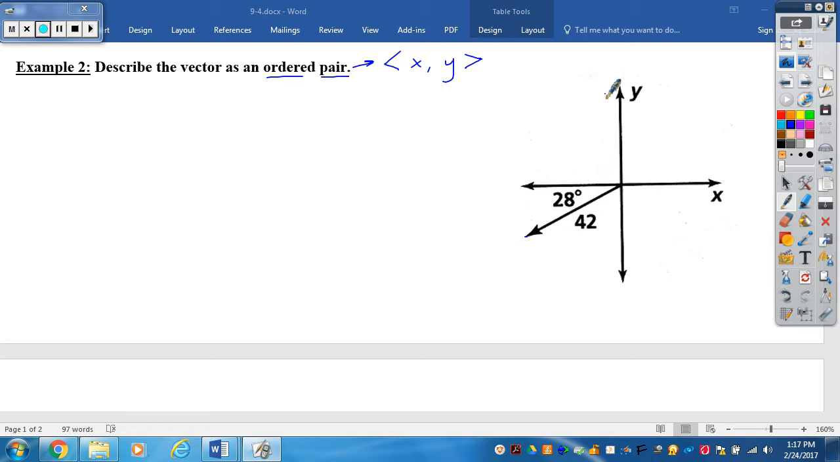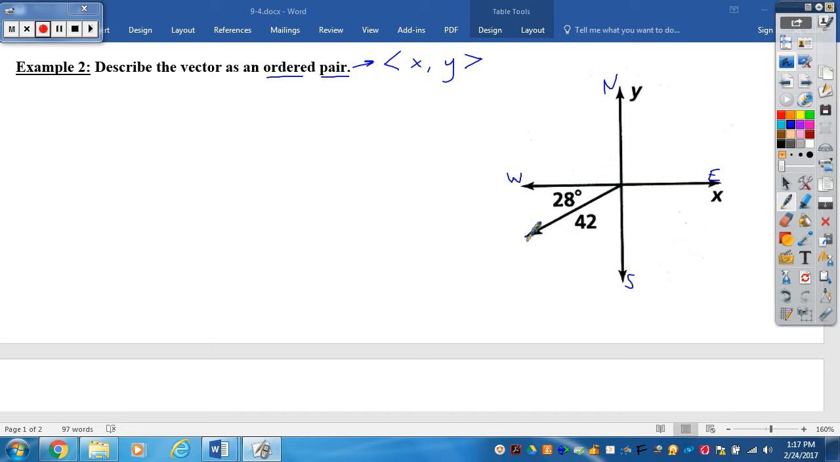Now if I go ahead and set up the north, south, east, and west, the vector has a direction of 28 degrees south of west, and it has a magnitude of 42. Now we don't know what that magnitude is. It could be a force, we just don't know. 42 something, okay? But the key here is this.